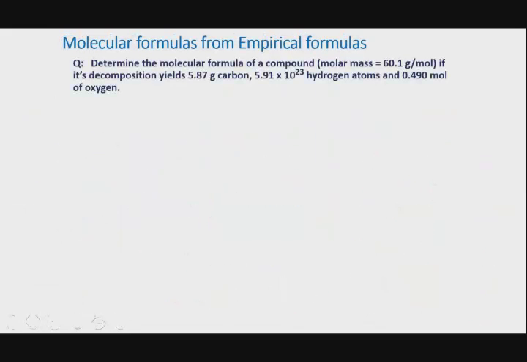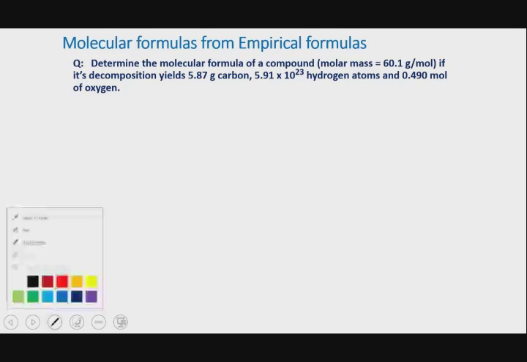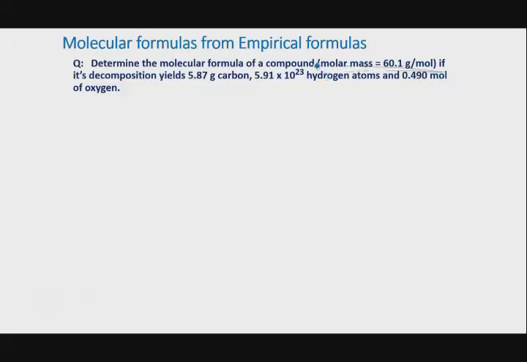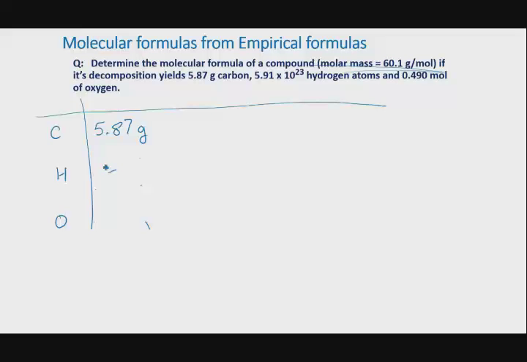Okay, so here's another problem using the same idea. In this case, we are given the molar mass of the compound. And upon decomposition, we know that this compound is made up of C and H and O. We know that this compound has 5.87 grams of carbon. We know it contains 5.91 times 10 raised to 23 atoms. Please be very careful. Atoms of hydrogen.